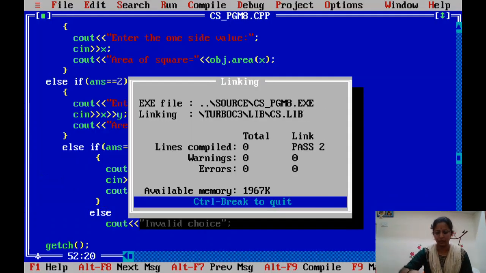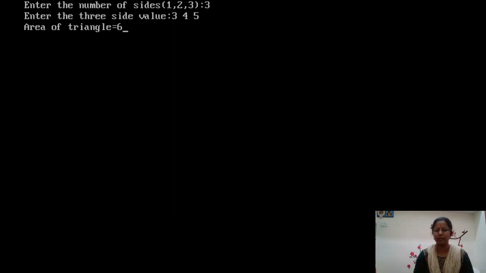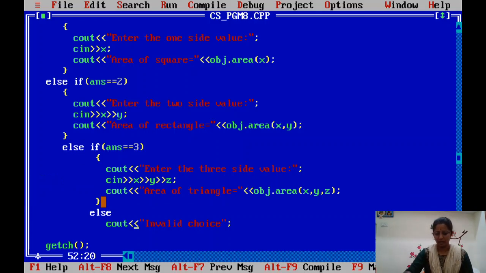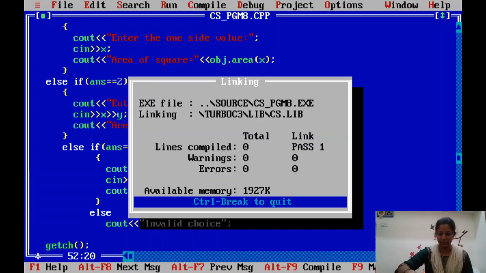Then once again execute. For the choice 2, I should give 2 sides. One is 3, one is 4. Here you will get 12. Then execute once again with the choice 3. Give any 3 values. Depending on that, your triangle will be calculated. Then other than 1, 2, 3, any number, you will get invalid choice.